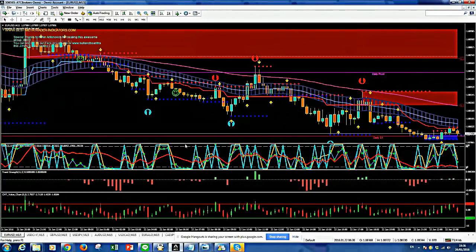Whenever these all meet together, the red line included, that means it's definitely oversold. You can see down here it's definitely oversold, so it's most likely going to start going up. Or if they all meet together up here, price is going to start going down.